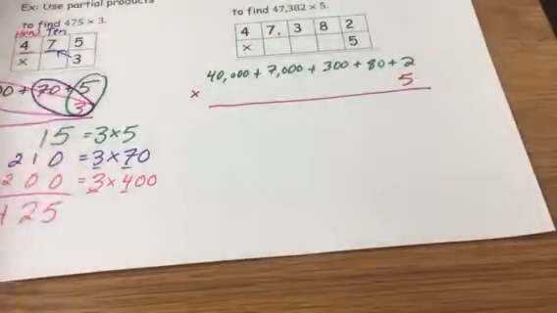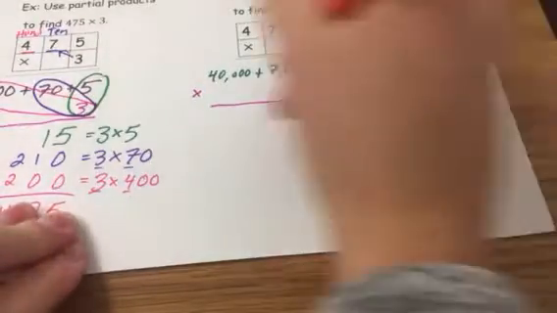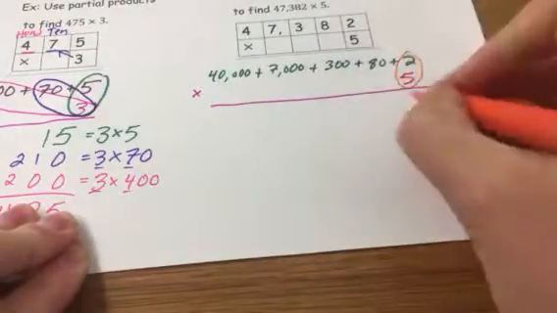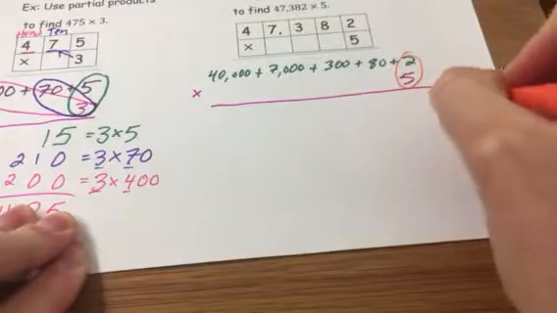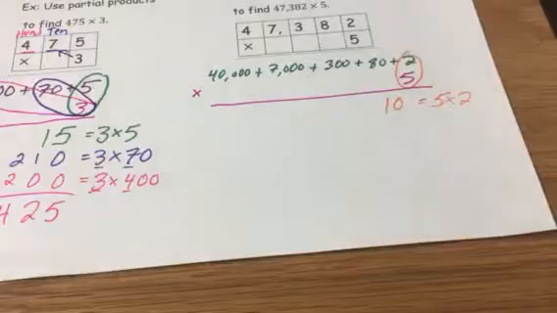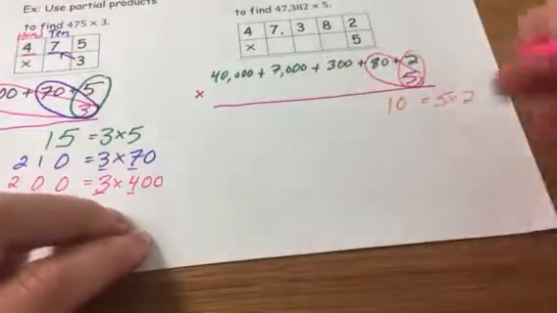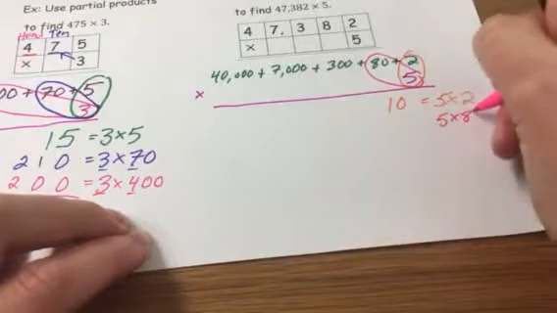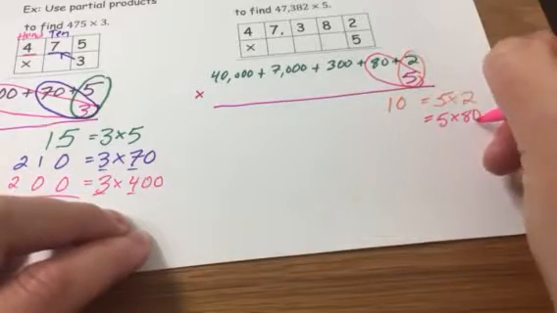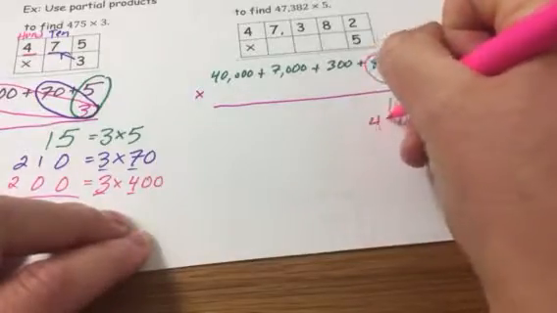I'm going to take it piece by piece, and I'm just going to make sure I multiply the 5 to all of these pieces here. 5 times 2 gives me 10. I'm going to go ahead and multiply 5 by 80. I've got 1 zero, so I'm going to put a 0. 5 times 8 is 40.